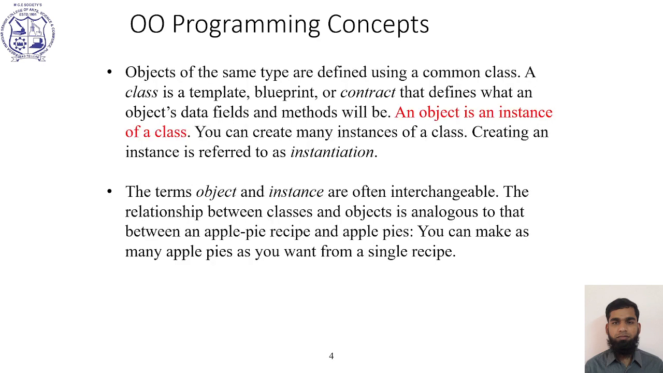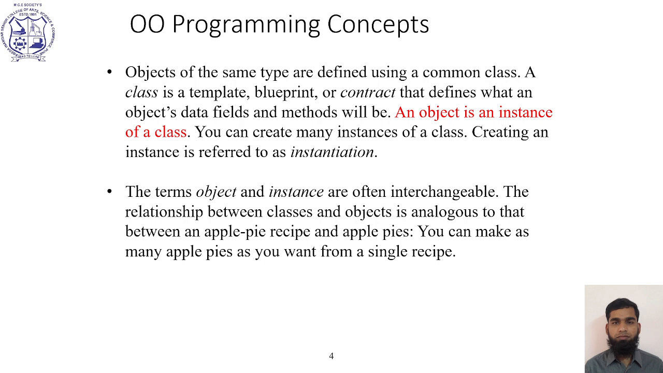Objects of the same type are defined using a common class. A class is a template or a blueprint or a contract that defines what an object's data fields and methods will be. An object is an instance of a class. You can create many instances of a class. Creating an instance is referred to as instantiation, which means we are creating an object from the class. Object is an instance of a class. The terms object and instance are often interchangeable.